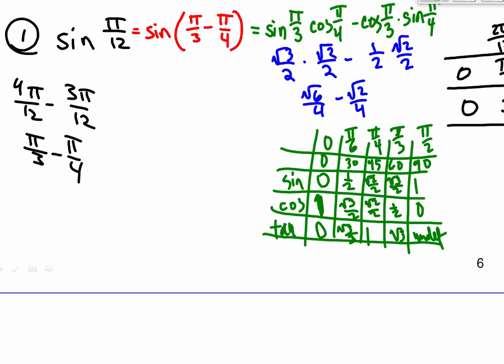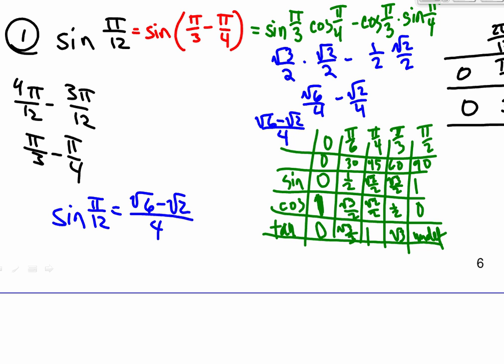And so when I give that answer, it has to stay as the square root of 6 minus the square root of 2, all over 4. So my result here, since I ran a little out of room, I'm just going to rewrite it. The sine of pi over 12 is the square root of 6 minus the square root of 2 over 4. So the good part of that is that it is an exact answer.